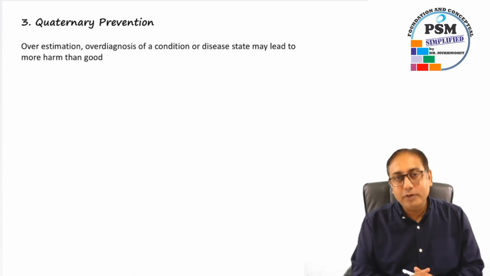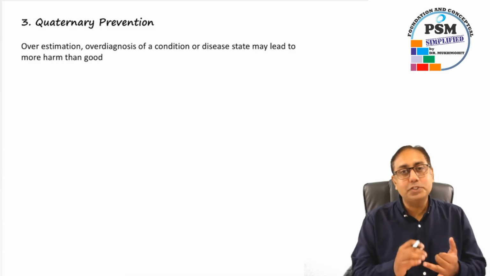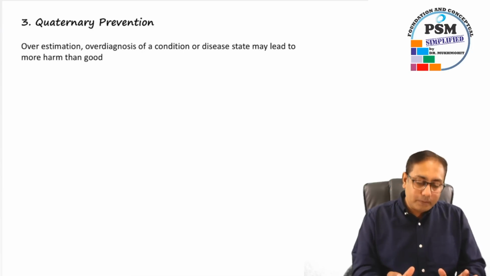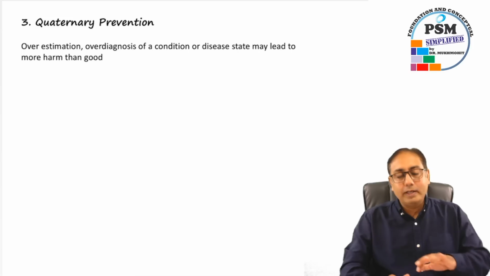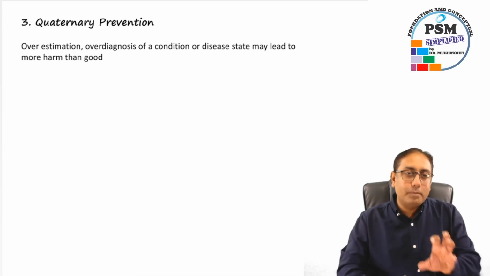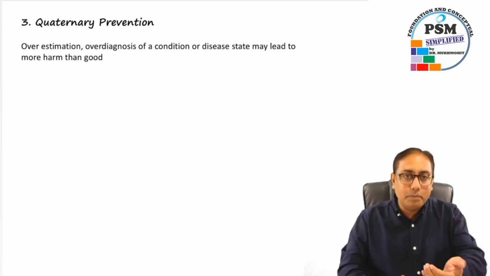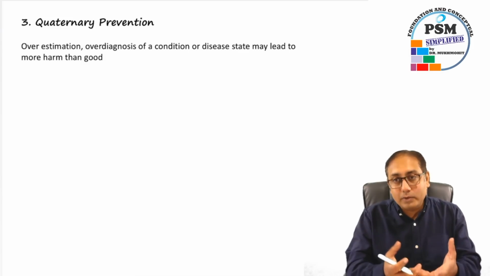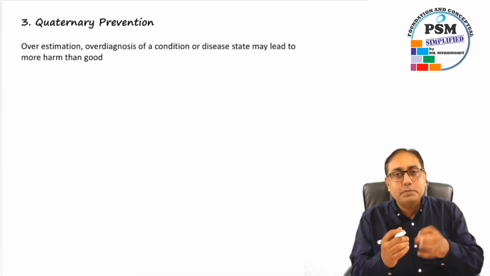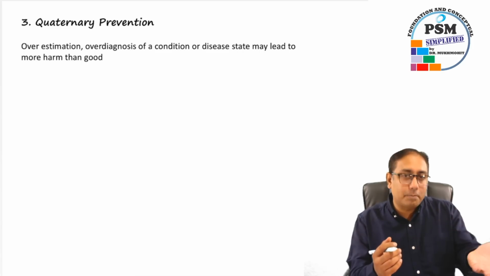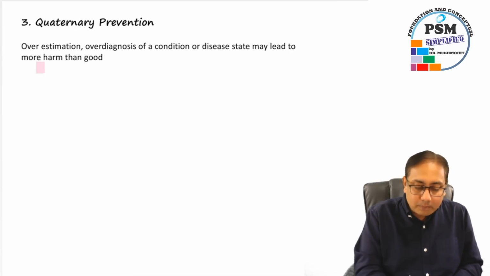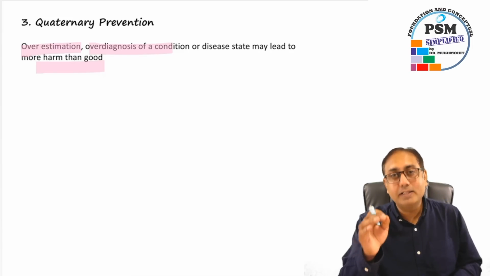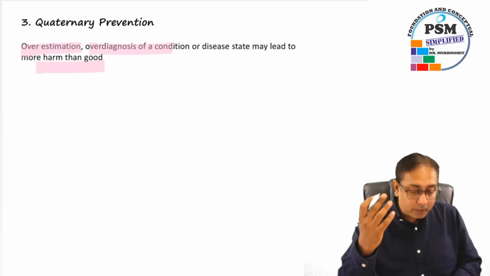Topic number 3. You already know that there is something called primordial prevention, primary, secondary, tertiary prevention. What is this quaternary prevention? Nowadays it's not linked to that primary, secondary, tertiary prevention. Quaternary prevention is where you overdiagnose people, or you try to find disease very aggressively and overdiagnose at a very subtle level, which may not be of benefit to the patient at that particular time. So it does more harm than good. Overdiagnosing of a condition is given a specific technical name, that is quaternary prevention.